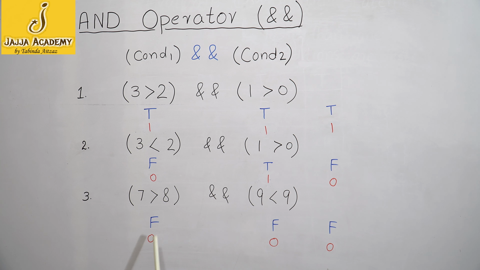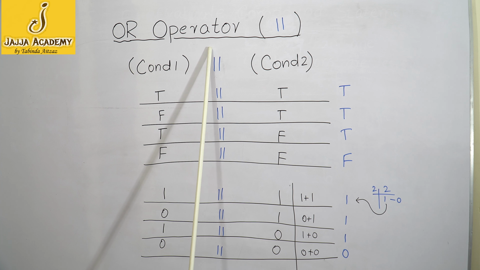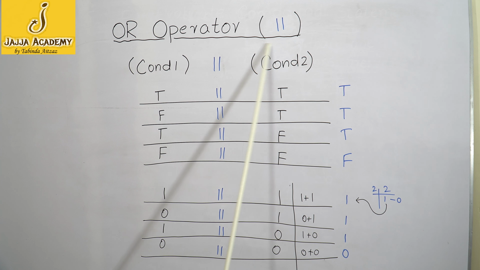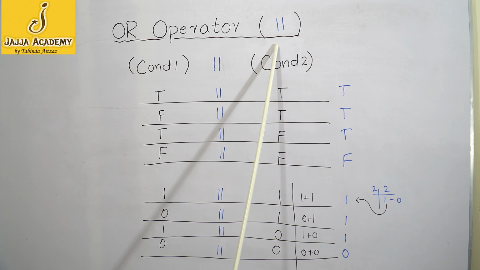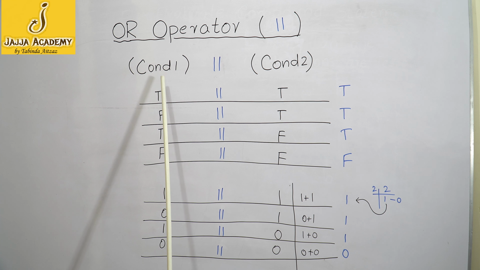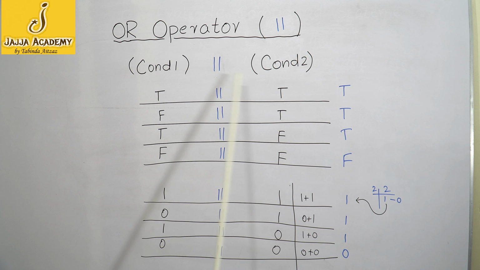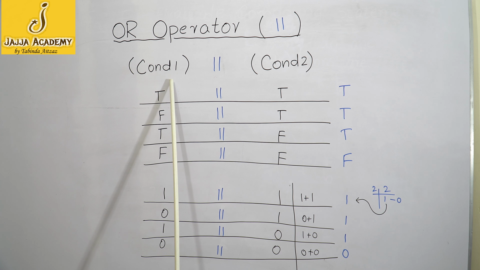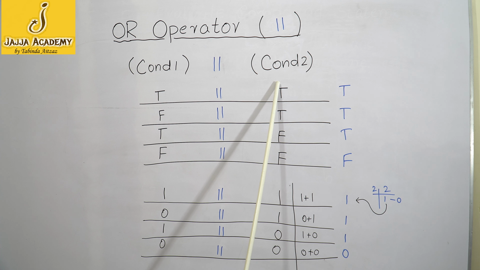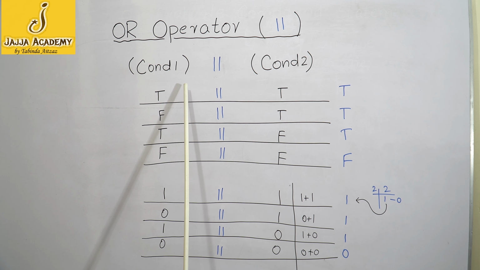So I have provided both options. The OR operator is represented by double vertical symbols. The OR operator also tests two conditions, condition 1 and condition 2, and it returns true if any of these two conditions is true. Otherwise, it returns false.